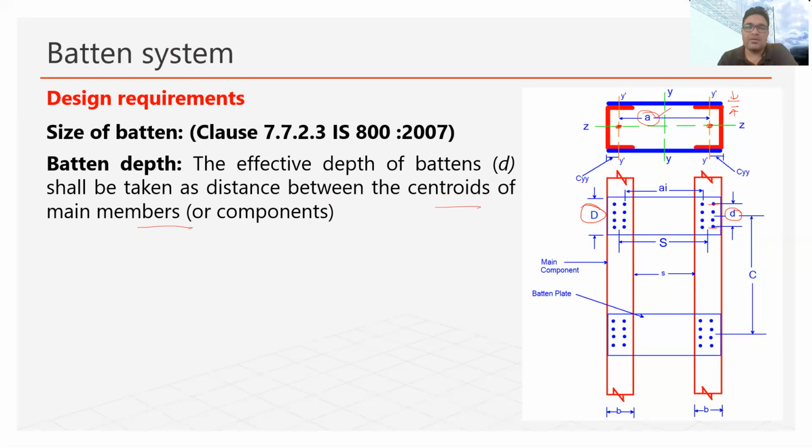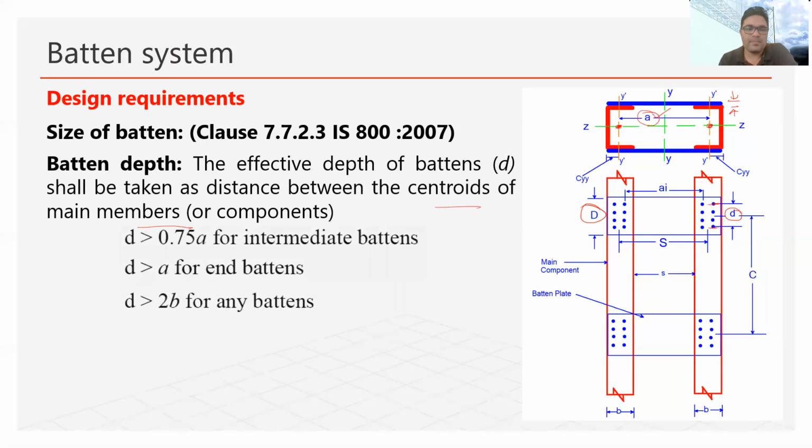But at the same time, the IS code has also suggested that this calculated value of D should always be greater than 2 times B, which means if we are taking D as equivalent to a, at the same time it should be more than 2 times the width of the member. Sorry, this is not a batten. This is actually to be, sorry, this is correct, battens. Now, what is B? B is actually the width of the flange of the section. So if D is equal to a, at the same time it should be more than 2 times the width of the flange of the section. So that condition we need to satisfy.